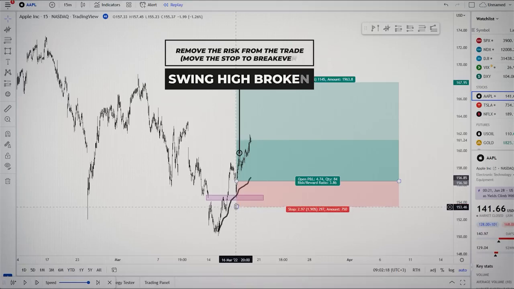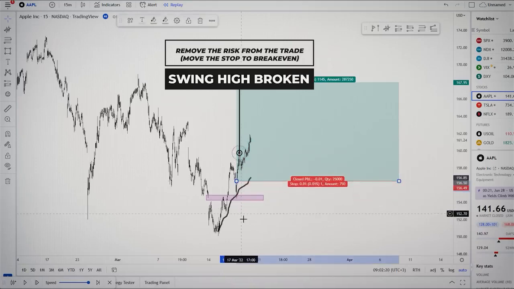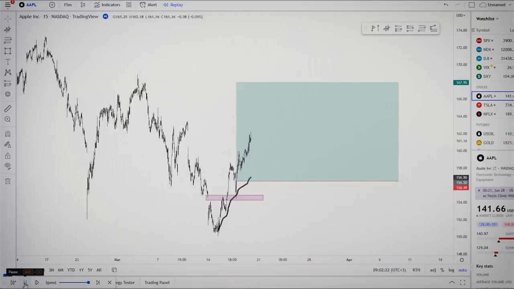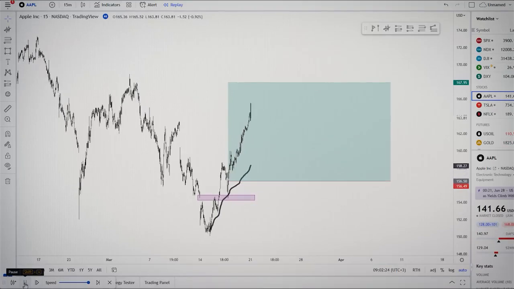Now that price consolidated above this swing high, we remove the risk from our trade by moving our stop to break even.